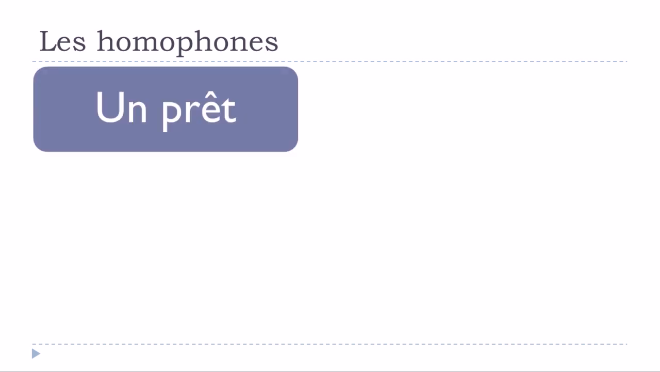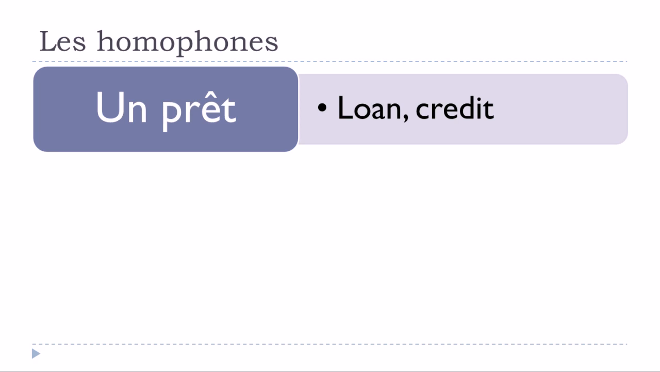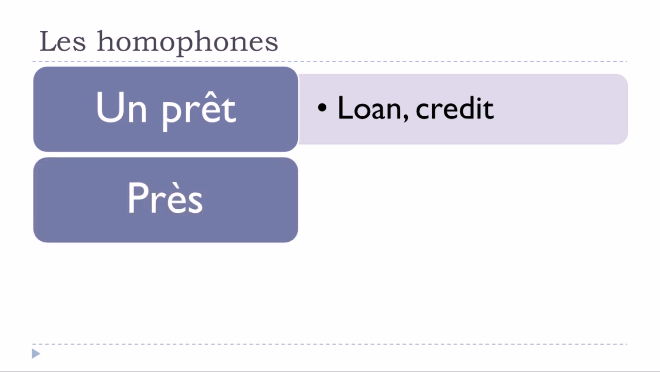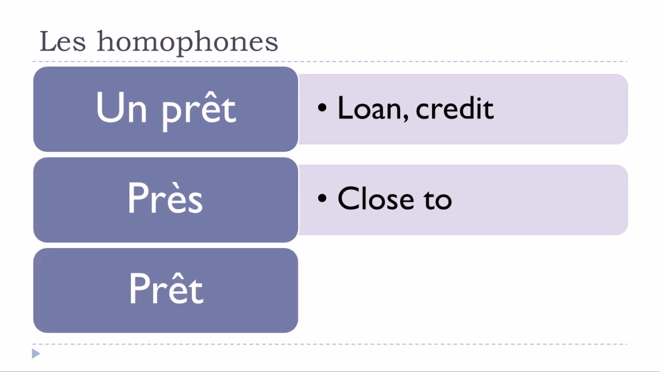Un prêt. Prêt. Okay, so it's quite interesting here. You've got un prêt written like that, so in that case it's a noun, and that's the meaning. Then you've got prêt like that, with a final S, but of course you don't pronounce it. And here, prêt, the adjective. Okay.